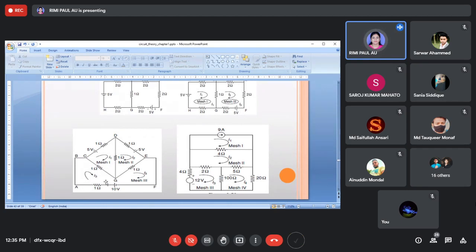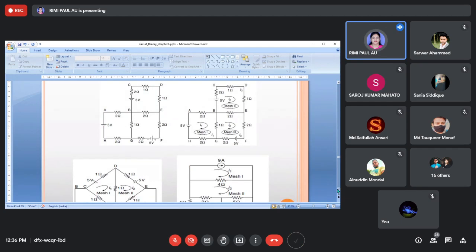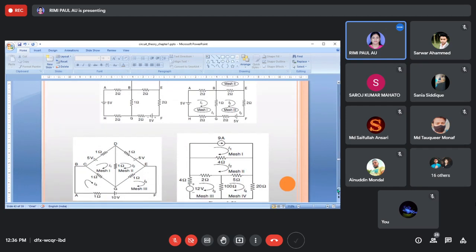So here you can see that four mesh equations are not present now, three mesh equations are present. I think you can solve this problem because only three voltage sources are present. But for this problem, tell me anyone, Rana, from June 1, tell me the equation for mesh 1, mesh 2, mesh 3.